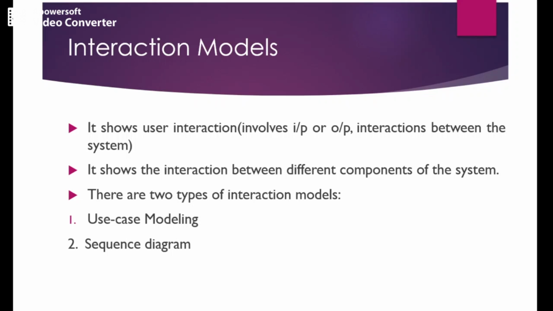So there are mainly two types of interaction model. First one is use case modeling. Second one is sequence diagram. So now we are clear that interaction model mainly shows the interaction between the different components of the system. And there are two types of interaction model. One is the use case modeling and another one is the sequence diagram.